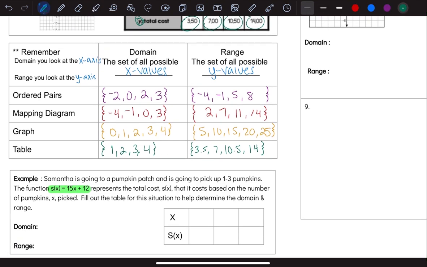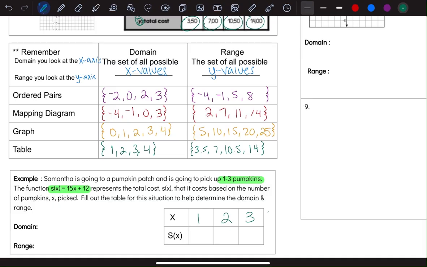So we're going to determine how much money Samantha is spending if she buys 1 to 3 pumpkins. Our independent variable here is the number of pumpkins, and our independent variable is our x. That's our input. So we have to put how many pumpkins she's going to buy in order to get the cost. So our x values should be 1, 2, and 3 because she can buy either 1 pumpkin, 2 pumpkins, or 3 pumpkins. And then we're going to find the total cost that she has to spend if she buys 1 pumpkin by plugging in our x values.